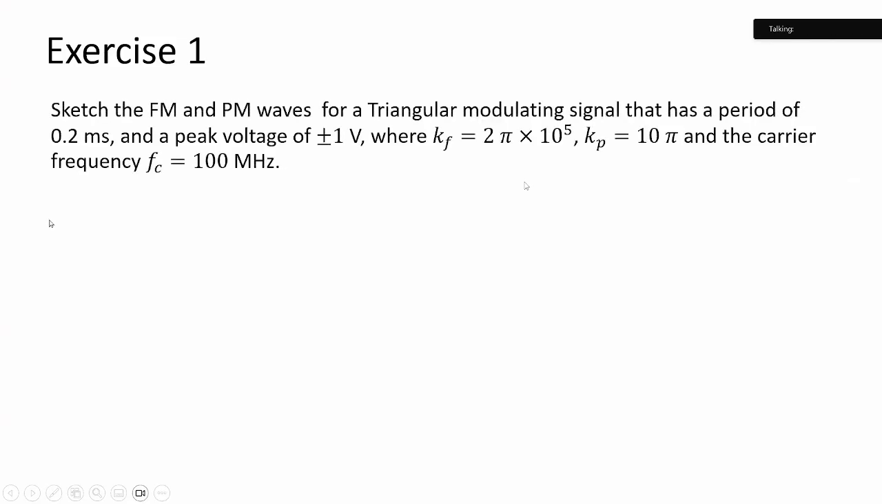Let's do a small exercise. Assume that we are having a modulating signal, triangular shape. Period is given here. Peak voltage is given. And we are to draw the modulated signals, if that modulating signal is modulated in PM, and if that modulating signal is modulated in FM. How do we do that? Carrier frequency is also given.